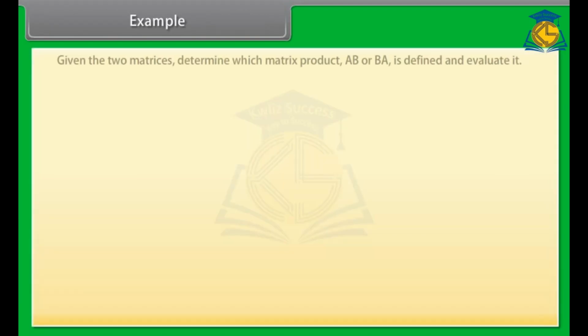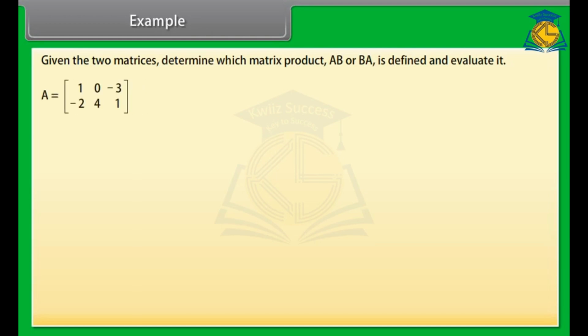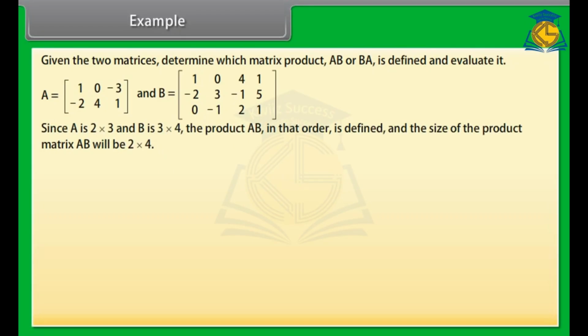Example. Given the two matrices, determine which matrix product AB or BA is defined and evaluate it. Since A is 2 by 3 and B is 3 by 4, the product AB in that order is defined and the size of the product matrix AB will be 2 by 4.